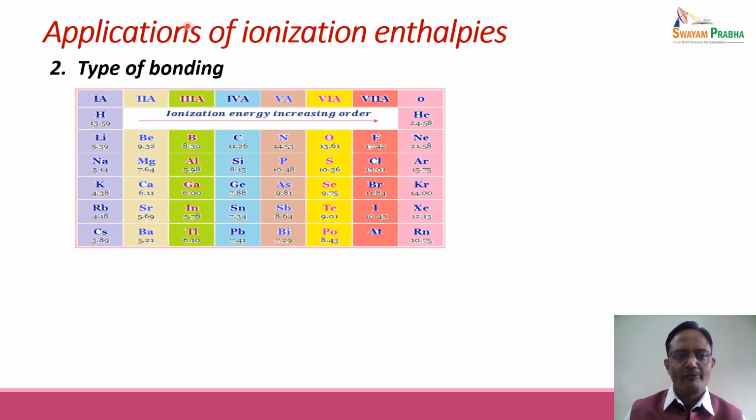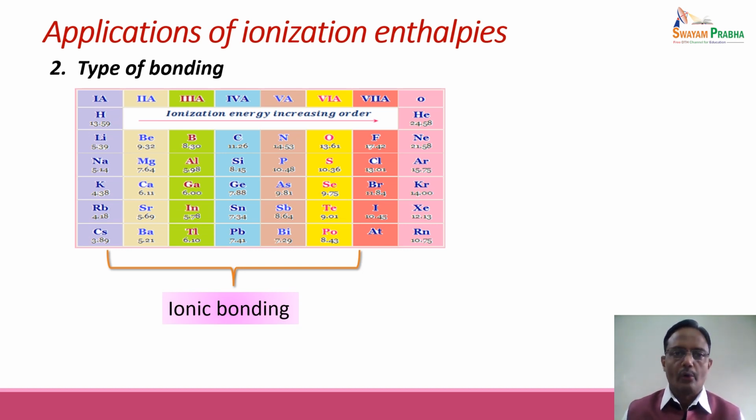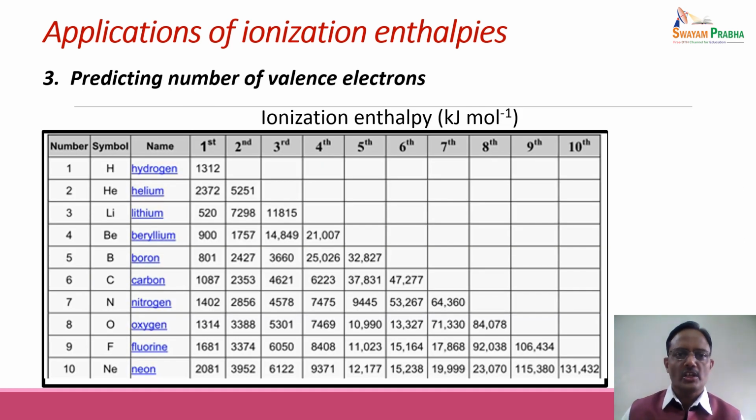But if we have one atom from the left hand side and one element from the right hand side of the periodic table, the left-side element has a very strong tendency to lose electrons. The right-side element has a very small or negligible tendency to release electrons. On the contrary, it has a tendency to accept electrons. And if there is a combination of the element on the left hand side and the element on the right hand side, a typical type of bonding called ionic bonding will take place. So it is possible to predict the type of bonding present in the elements on the basis of the ionization enthalpies. The third application is in predicting the number of valence electrons.